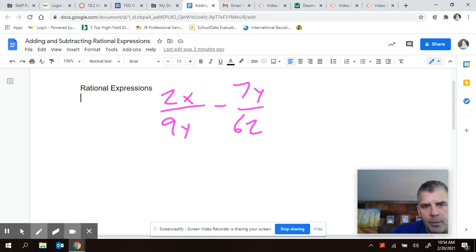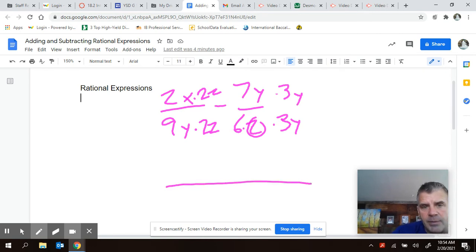So we know that we got to multiply this by 2, but then it also has to have a z in it because there's a z over here. And so I got to multiply top and bottom here by 2z. And then 3 times 6 gives me 18. So I'm going to write 3, and there's a y over there, so I'm going to multiply top and bottom by 3y. And that gives us that common denominator.